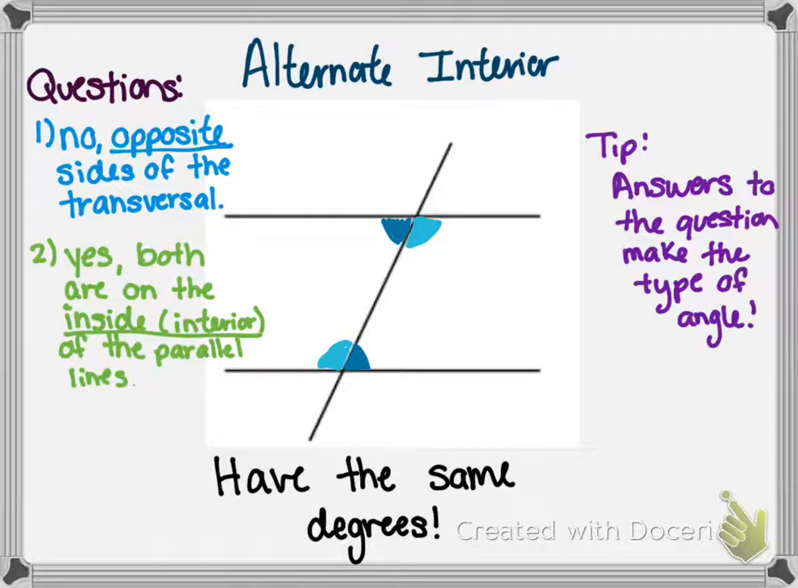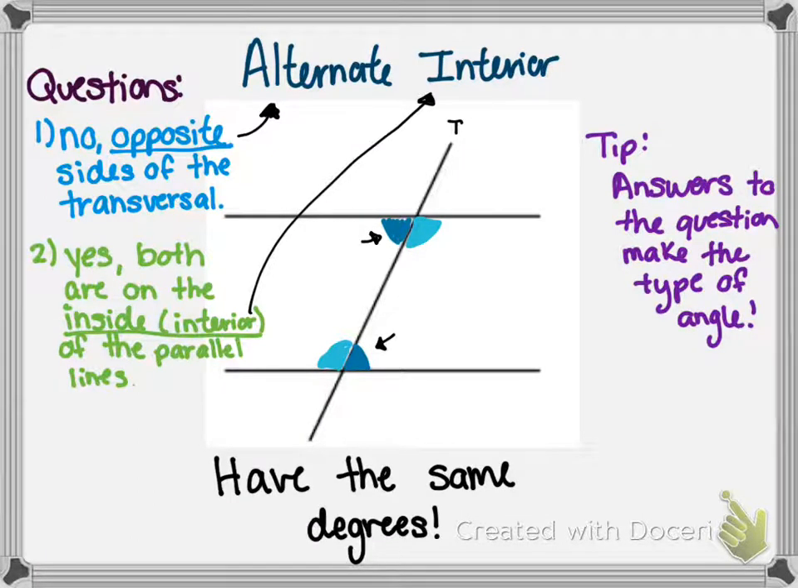Next, we have alternate interior. So again, with those questions, are they both on the same side of the transversal line? And the answer is no. They are on opposite sides of that transversal line. The next question is, are they both on the inside or both on the outside of the parallel lines? And the answer is yes, they are both on the inside or the interior of the parallel lines. Again, notice how these key words in our answer tell us basically what the name of our angle theorem is.